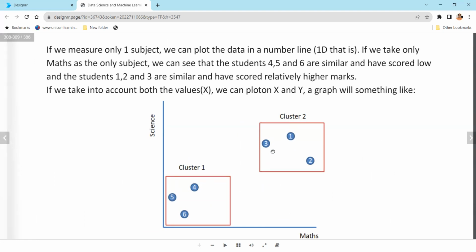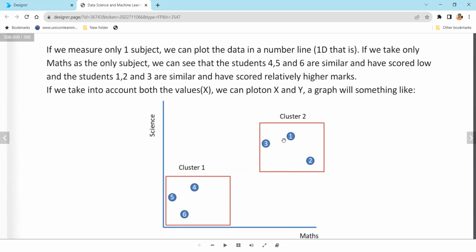Now we want to see which one is contributing how much, science versus maths subject. So the first thing it will do is plot this graph. Since we have only two features, it is two dimensions, and it will be easy to understand this. Once you understand this process, you can extend it to three, four dimensions as well. So this is just step one.